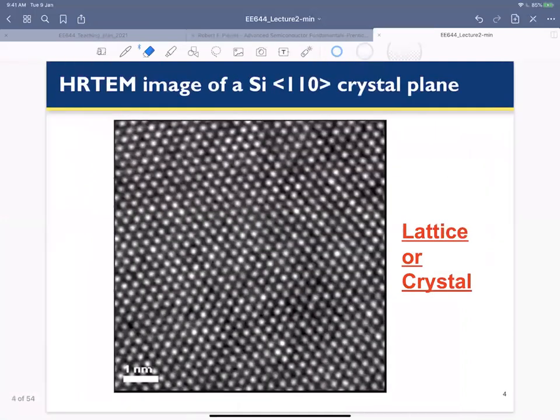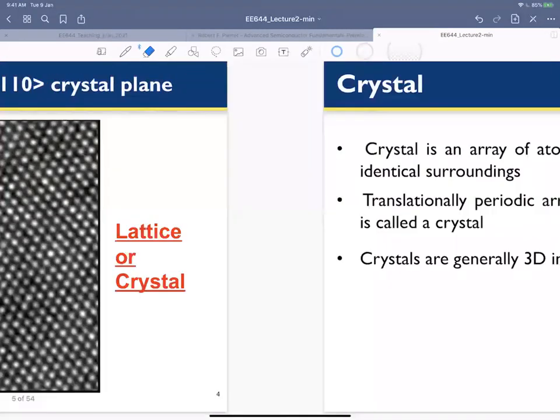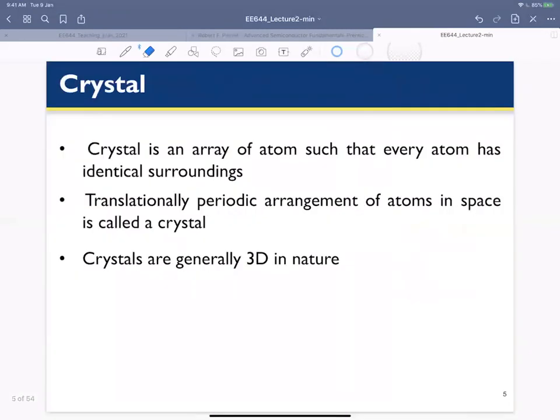Translation means basically if you take one atom and place another atom in one direction, and go on placing atoms in that direction, then we get a structure, a crystal, right? Unlike a lattice, crystals are 3D in nature. So we do not have one-dimensional or two-dimensional crystals. We have 3D crystals, but we can have a 1D lattice and a 2D lattice, right?